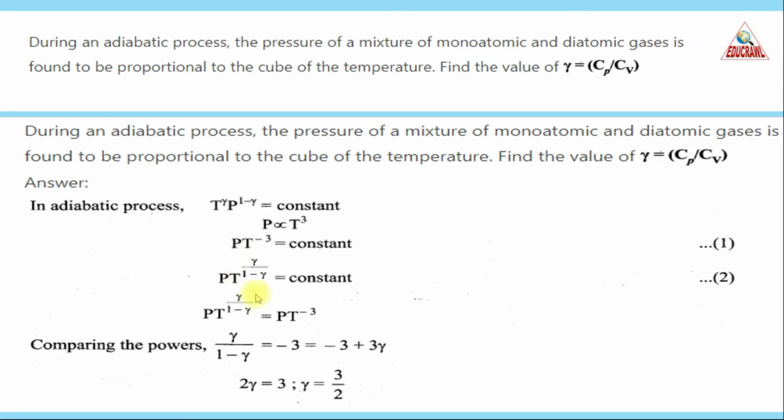When you equate the LHS, you have P into T power gamma divided by 1 minus gamma is equal to P into T power minus 3. Now we are comparing the powers of T. So when you compare the powers of T, you get gamma divided by 1 minus gamma is equal to minus 3. Now moving this 1 minus gamma to the other side, you get gamma is equal to minus 3 plus 3 gamma. Simplifying this, you get 2 gamma is equal to 3 and gamma is equal to 3 by 2. So the value of gamma is found to be 3 by 2.